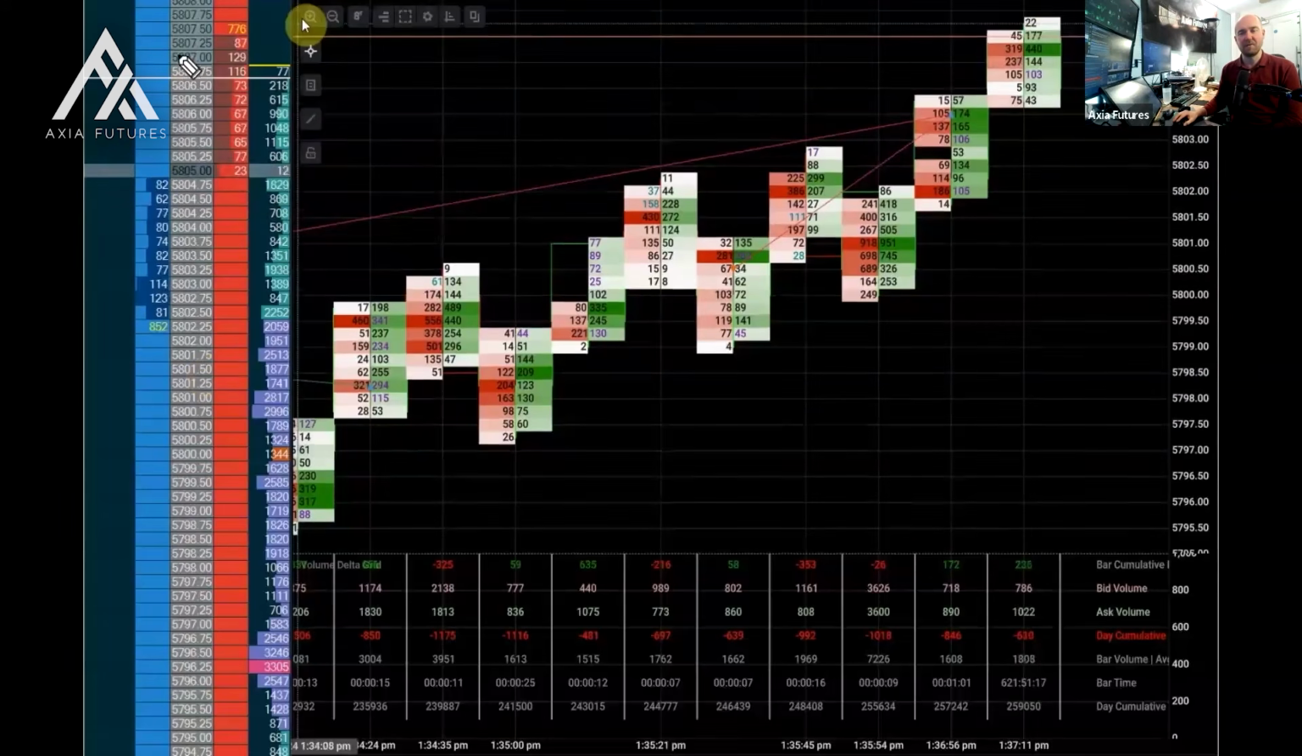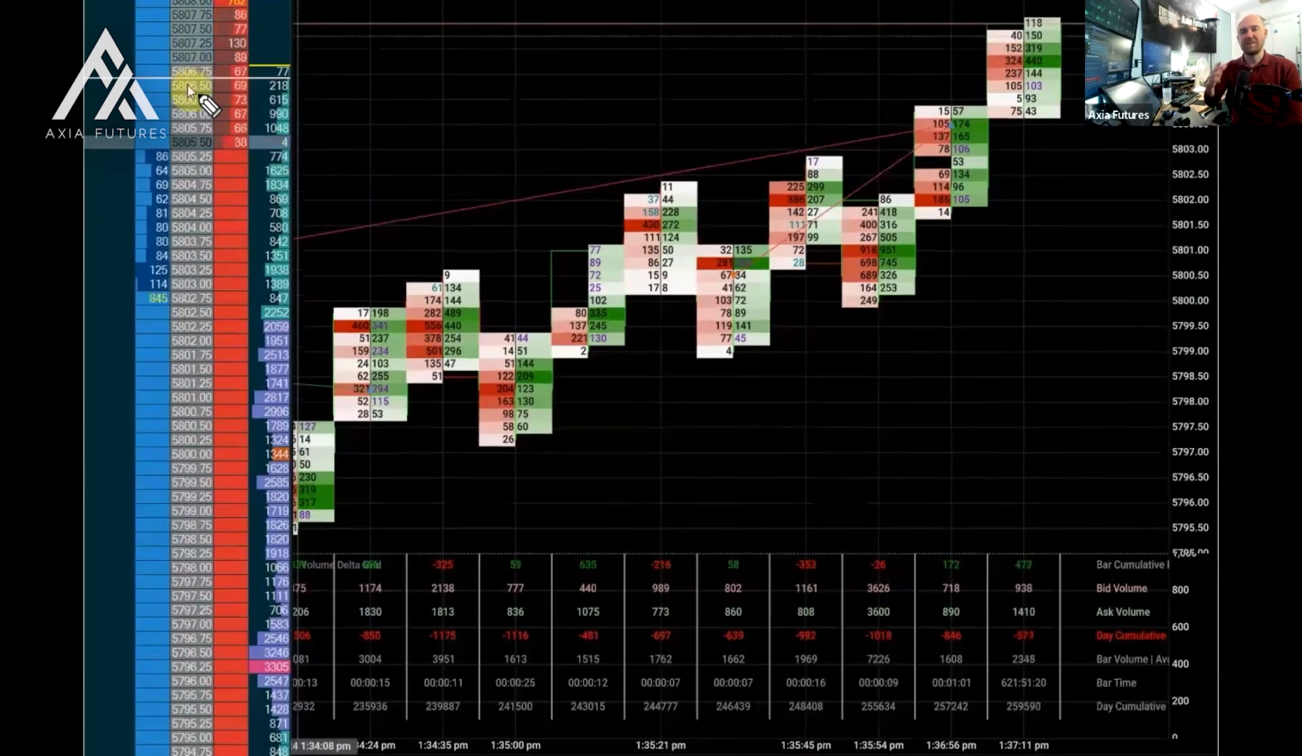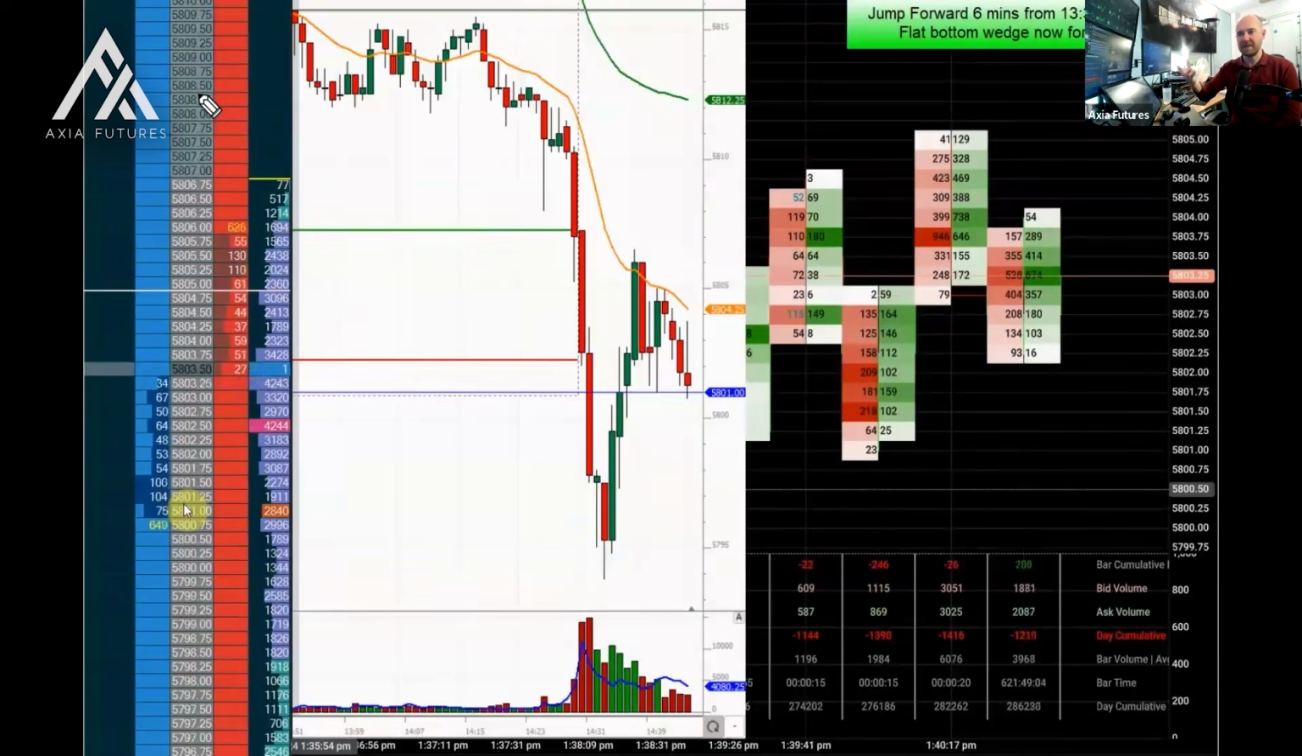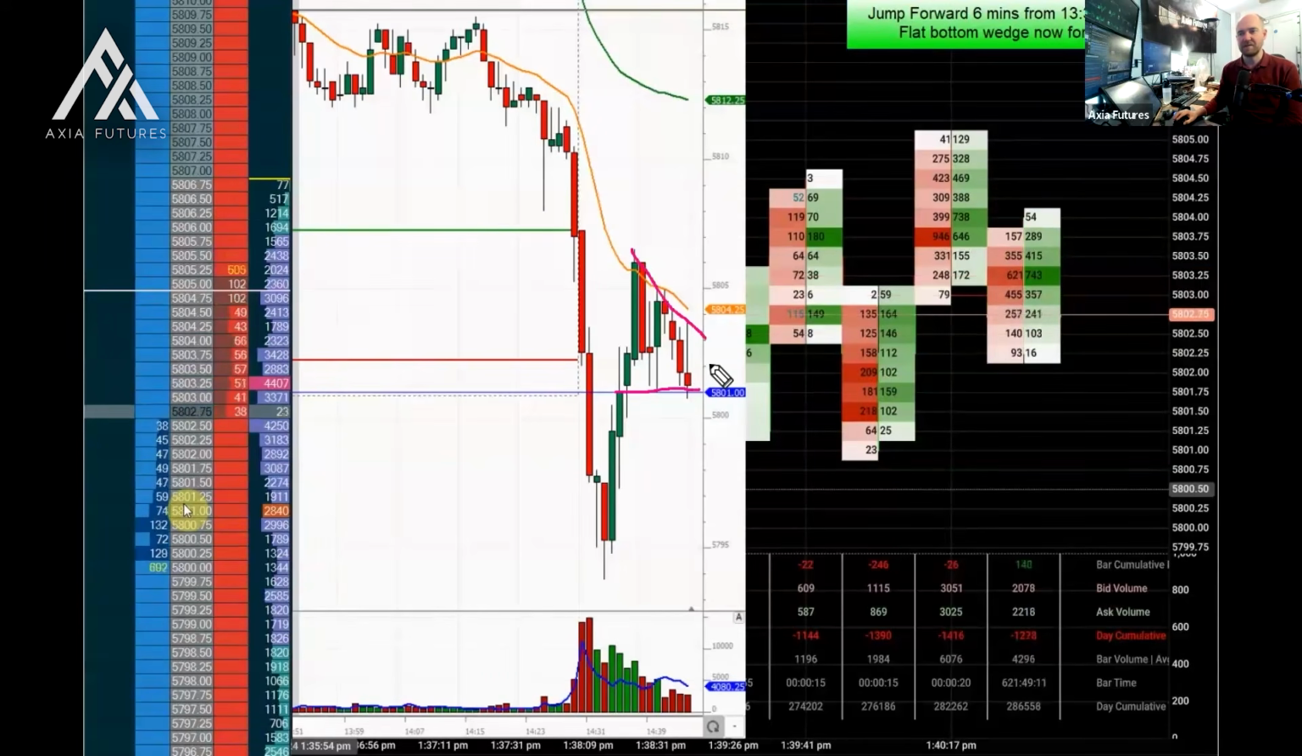So this is then the point where you want to sort of step back. I'm protecting myself by not going, oh no, but now I must go long. So this is where we are now. Skipped it forward 6 minutes and we've now formed this wedge. We've been back up to 6.5.